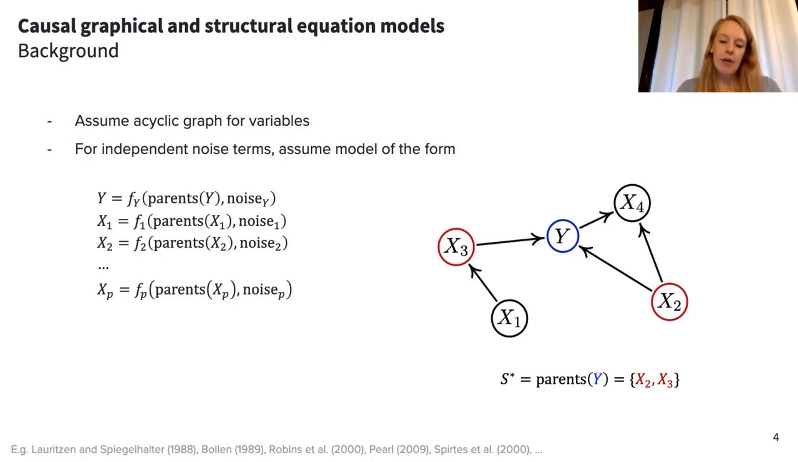Along with this graph, you have a set of so-called structural equations where you write each variable as a function of its causal parents and a noise term. These structural equations really describe the data generating process.